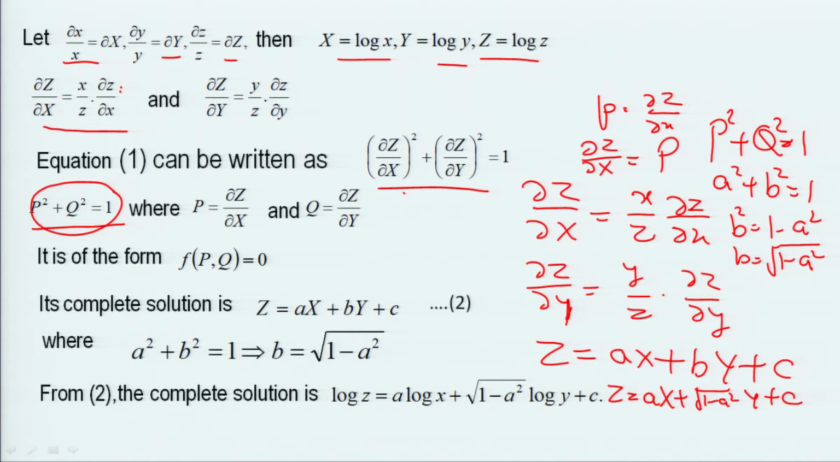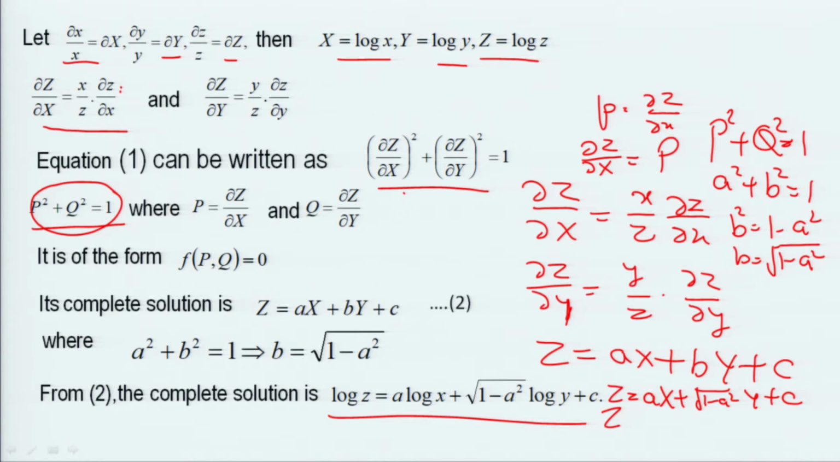But the equation is in the form of small x and small y, so we put here the values of capital Z, capital X and capital Y. Capital X is log x, capital Y is log y, capital Z is log z, and we get the required solution, that is log z is equal to a log x plus under root 1 minus a square log y plus c. This is the required solution of the given equation.